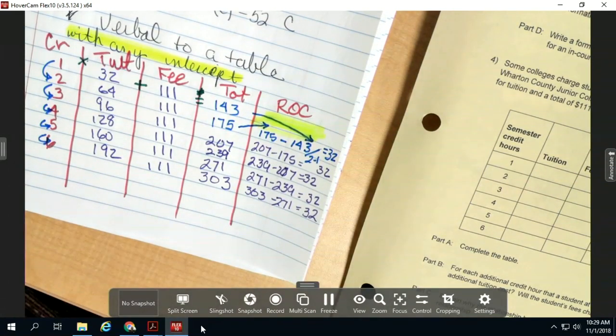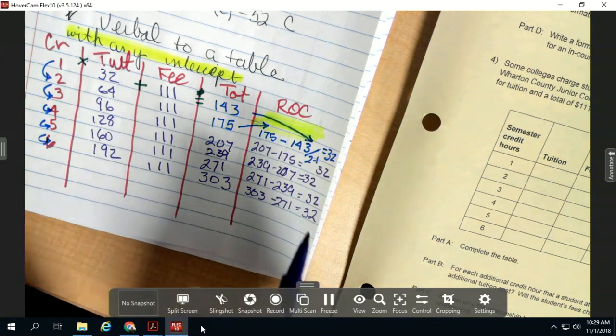So, does the $111 change anything about our function? I mean, about the slope of our function? No, it just moves our graph up $111, right? Okay.